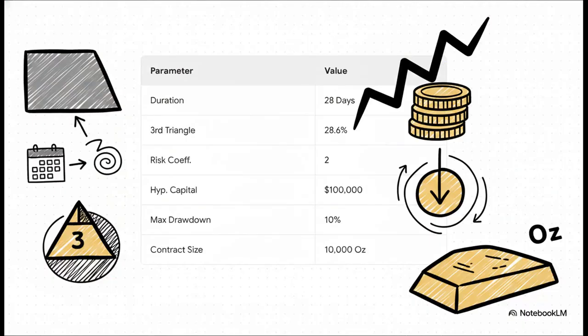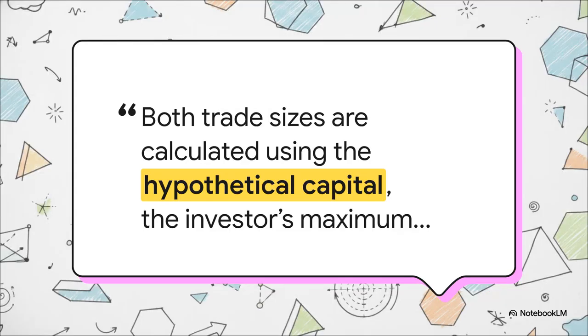Next up is Section 3, Risk Parameters and Sizing. So the system defines these fixed inputs purely mathematically. The trapezoid time duration is set to 28 days, and the third triangle domain is defined at 28.6%. We also have a risk coefficient of 2, and that's layered over a hypothetical capital of $100,000. What does that mean? Well, it results in an expected max drawdown of exactly 10%, so $10,000, utilizing a contract size of 10,000 ounces.